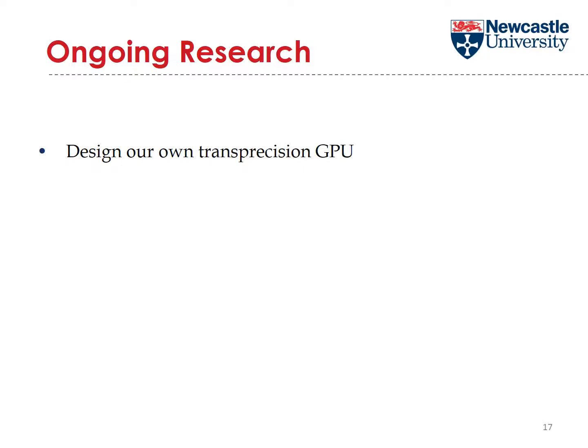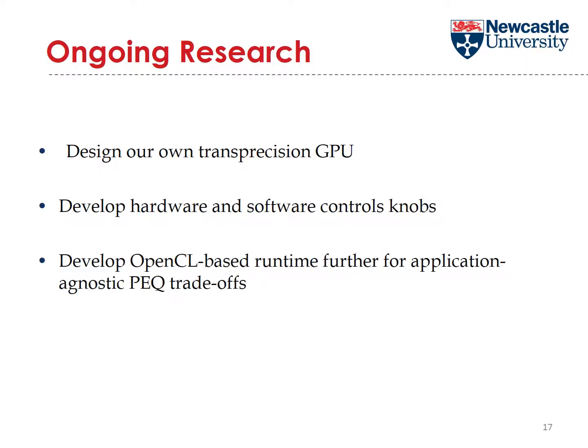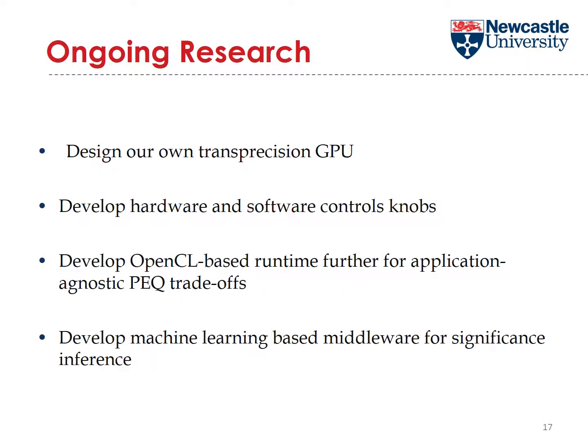The basic idea is to develop an OpenCL based runtime for further application agnostic PEC trade-off controls, and eventually using a machine learning based middleware for significance inference completely from scratch. As you can see, the 6 millisecond overhead that we have can still be further minimized by using hardware completely. This is a joint work again.